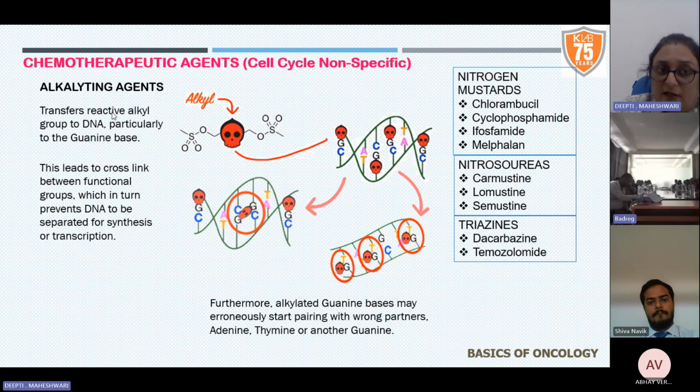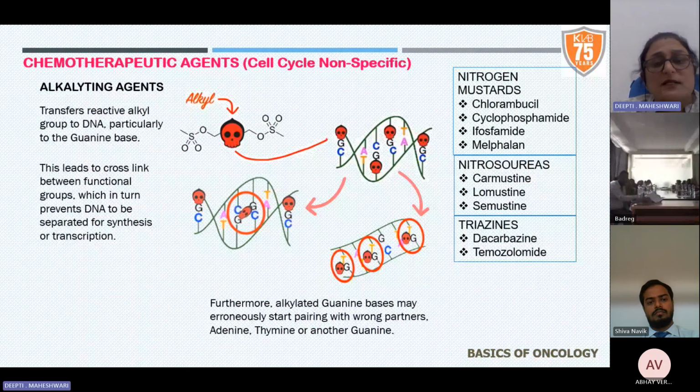So these alkylating agents can go and bind themselves to the guanine base. Here you can see the skeleton. So this is the alkyl group, and it is going and attaching itself to the guanine base. When it attaches itself to the guanine base, you can see cross linkage between the functional groups, which in turn will prevent the DNA from separating, and therefore DNA synthesis will not take place. So this is the basic simple mode of action of alkyl groups.